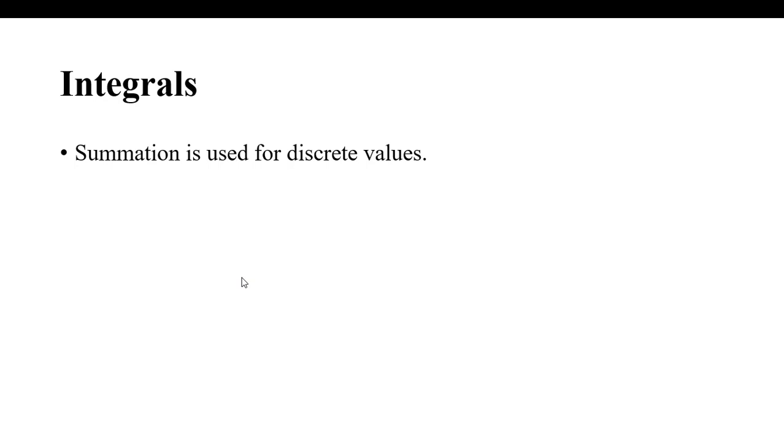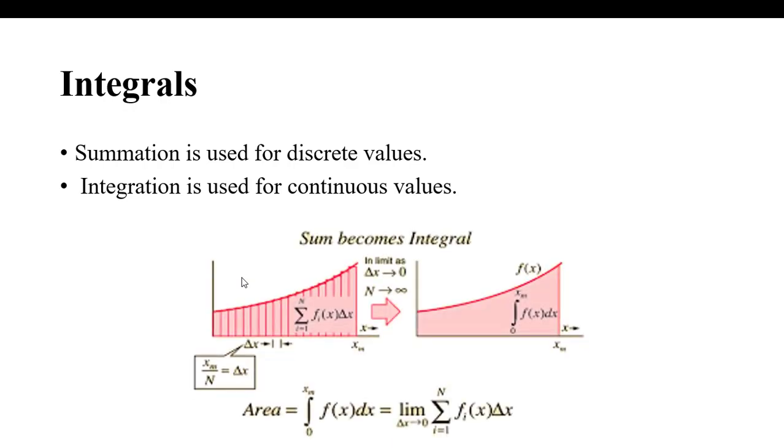We use summations and integrals differently. Summation is used for discrete values, if we have particular values like 1, 2, 3, 4 and so on. But if values are continuous, if you have a range of values like 1 to 2, 2 to 3, 3 to 4, we take the integral. Integral is used for continuous values, and when delta x tends to 0, it means the distance is tending to 0, so the summation changes into an integral.